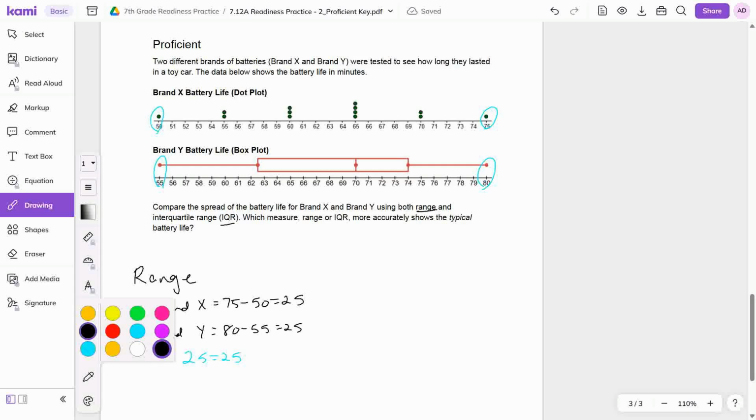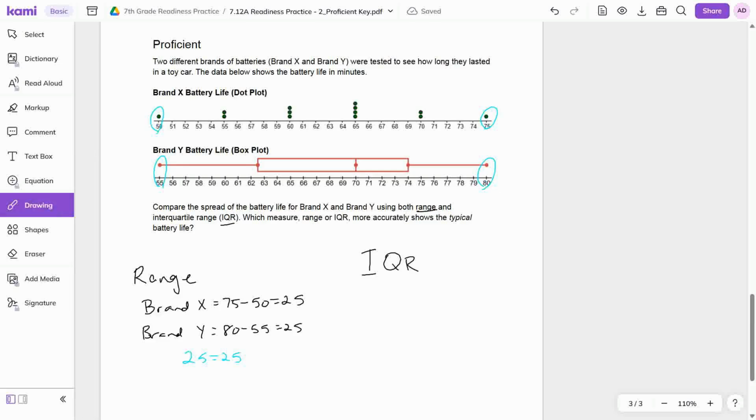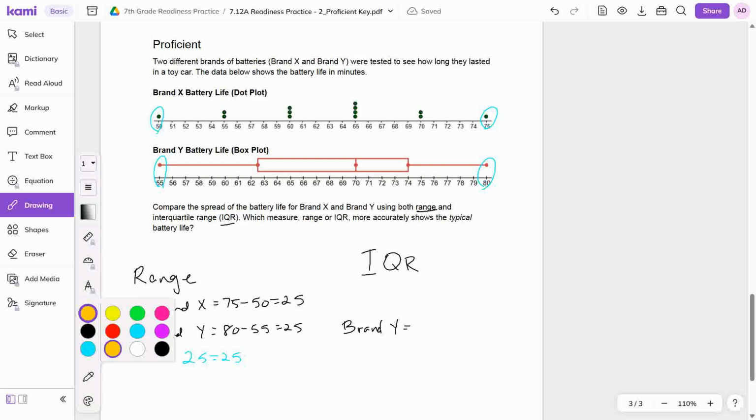Let's look at our interquartile range. So that's our IQR, and it's going to be super easy on brand Y. It's going to take us a little bit of work on brand X because it's in a dot plot. We can find it, we just have to do some work. So on this one, let's go ahead and do the easy one first. That's between 62 and 63, so let's call that 62.5 and 74. Okay, so that's going to be 74 minus 62.5. That's going to be 11.5.